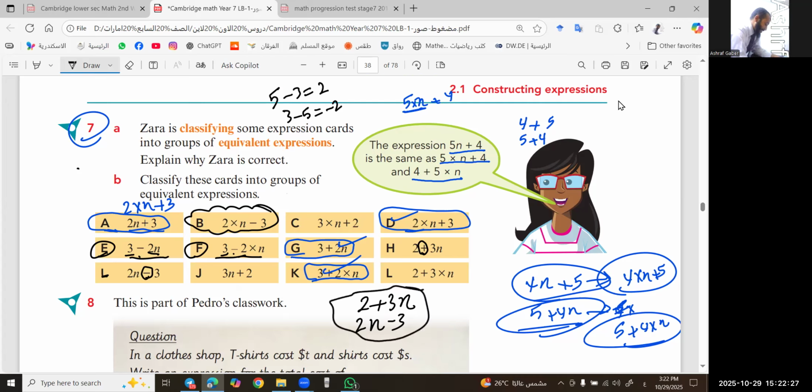These are not like terms. Why? Because this is plus and this is minus. If this sign is plus, we can say this is like. But number B is like which number? Like number L. Why? This 2n, 2 times n, equals n minus 3, and this is 2n minus 3. Again.